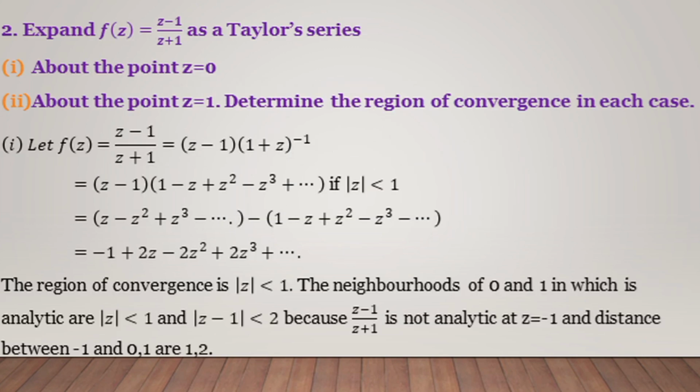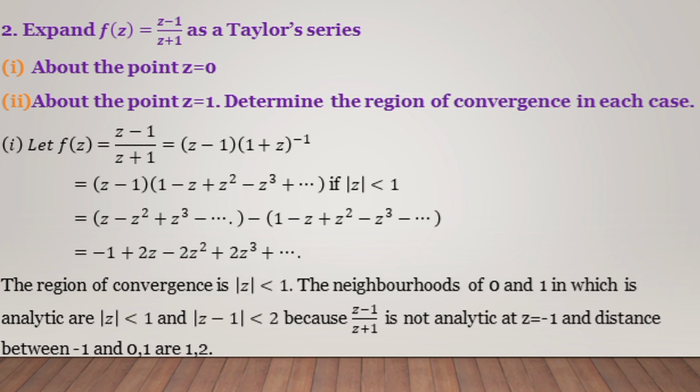So next, let us see another question. What is the question? Expand f of z equal to z minus 1 divided by z plus 1 as a Taylor series. The first subdivision is about the point z equal to 0. The second subdivision is about the point z equal to 1. Determine the region of convergence in each case.